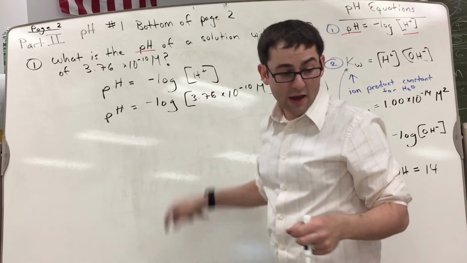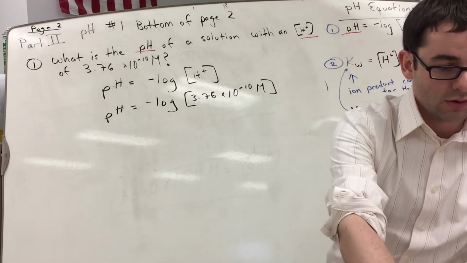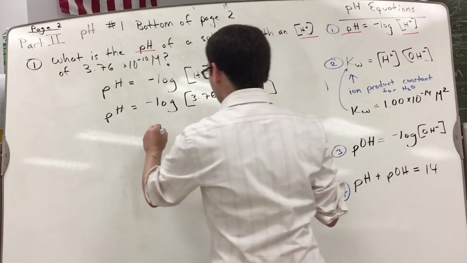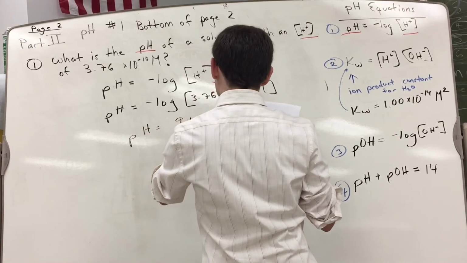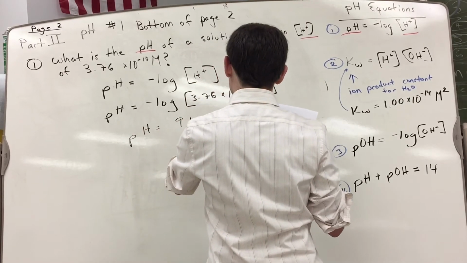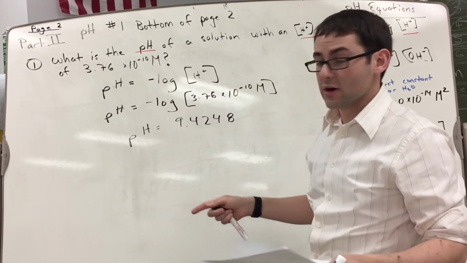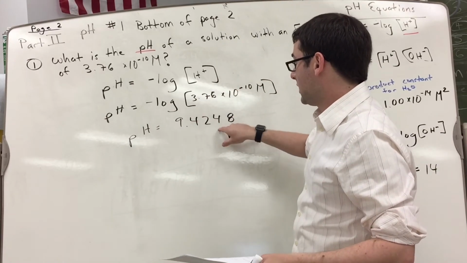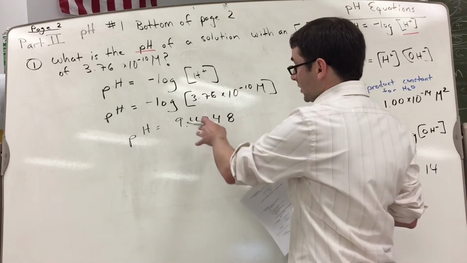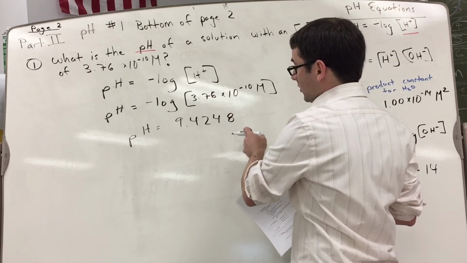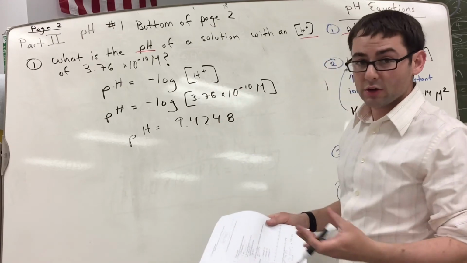Once you get it in the calculator, you're looking for this answer. You're looking for the pH would be 9.4248. I didn't round for sig figs or anything, but plug it into your calculator, see how you get this, and then that's how you know you're using your calculator correctly. So you get 9.4248.